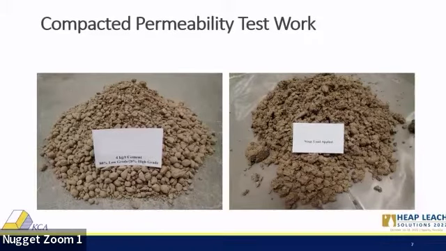Pictured here, these are samples before and after compacted permeability testing. Here you can see nice round agglomerates, very little fines present. These are well agglomerated. This test is afterwards. You can see that there's some breakdown of the agglomerates, but overall this is pretty good looking material, and it ultimately ended up passing.